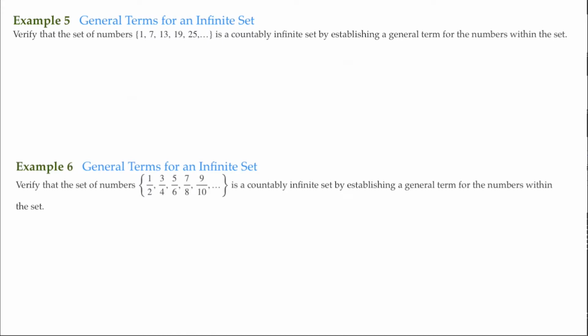For these examples, we are going to determine a general term for these sets to see if these sets are infinite sets. And don't forget, the way we determine if a set is an infinite set is it has to have one-to-one correspondence, 1-to-1, with the natural numbers. The natural numbers are also known as the counting numbers. So I'm going to go ahead and list the counting numbers here.